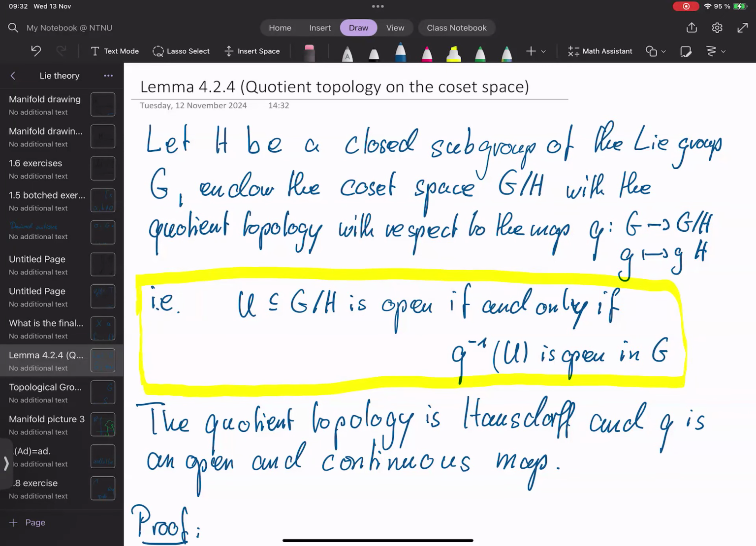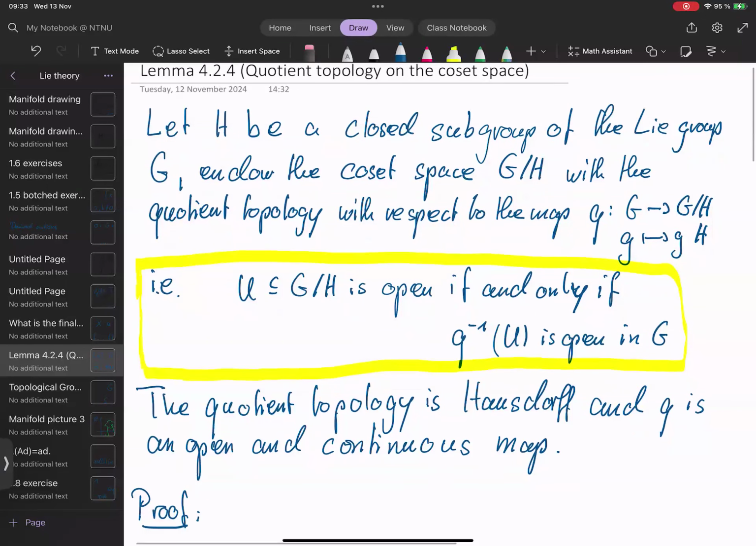Right. In this video, our aim is to provide a proof for this lemma you see here. So we have the situation that we have a Lie group G with a closed subgroup H, and we want to consider the quotient space where we have G mod H, a set which we call the coset set or the coset space. And we want to endow it with the quotient topology with respect to the map Q, which is a map sending a group element to the coset of this group element.